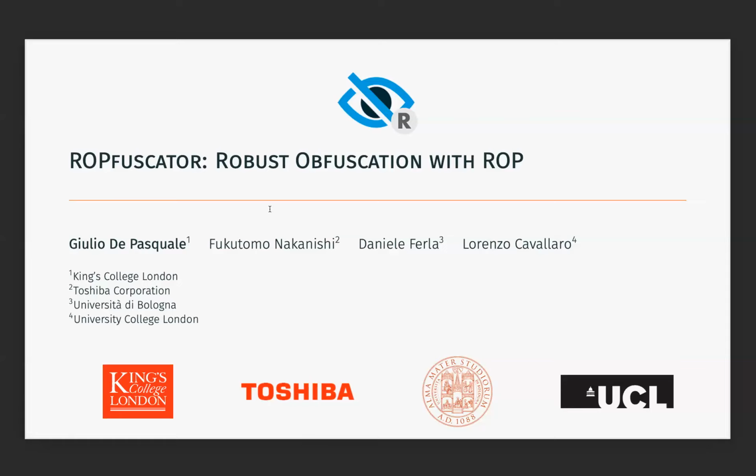ROPfuscator: Robust Obfuscation with Return-Oriented Programming. This is a joint work with Fukutomo Nakanishi, Daniele Ferla, and Lorenzo Cavallaro.